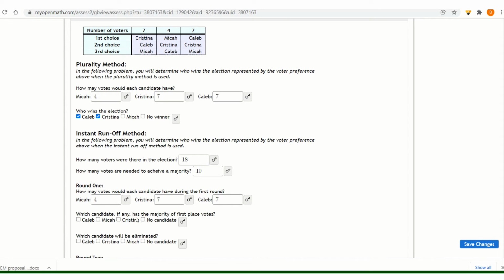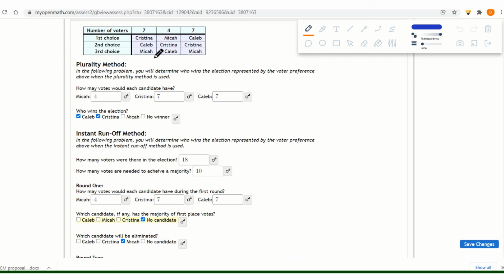So which candidate, if any, has the majority? Let's notice the majority is 10, one more than half. None of them have 10, so there is no candidate that has a majority. Which candidate will be eliminated? The person eliminated is the person with the least number of votes, and that is Micah. So Micah is gone. I think this will allow me to write on the screen. I am going to eliminate Micah. So Micah is out of this election.